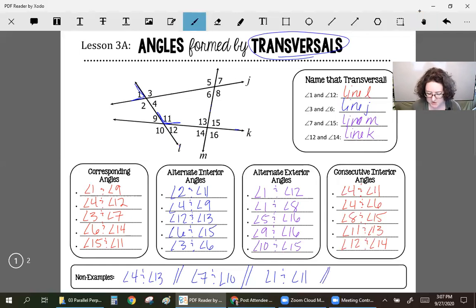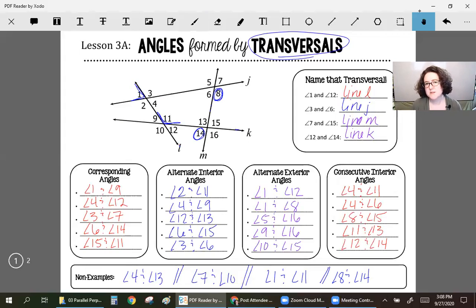Okay, another example that's just not a pair: 8 and 14. Again, yes, they touch the same transversal, but they're not both inside, they're not both outside. They don't qualify for alternate interior, they don't qualify for corresponding, they're just not quite lined up correctly.